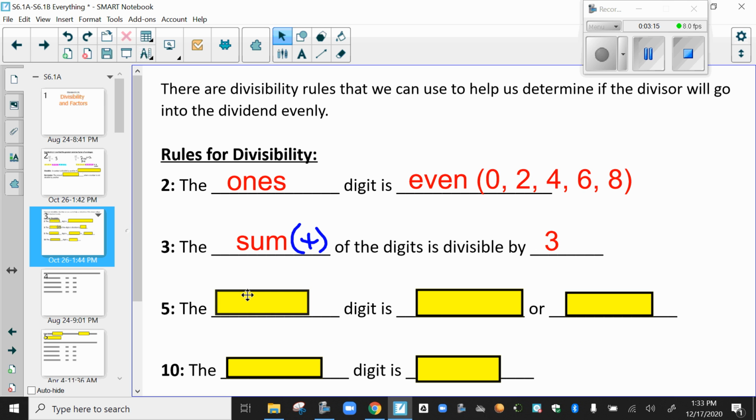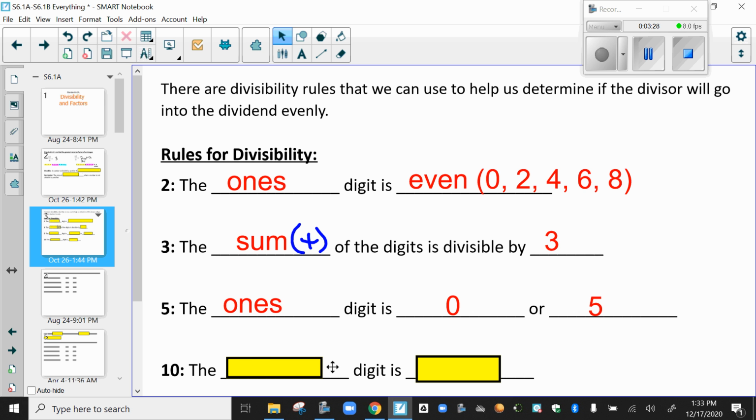Then number 5. The ones digit is 0 or 5. All numbers that end in 0 or 5 are divisible by 5. No other numbers are. There's nothing that ends in a 3, nothing that ends in anything else. Always 0 or 5. And 10 is probably the easiest one of all. You guys probably know this. If the ones digit is 0, you can divide it by 10. It's divisible by 10. All right?